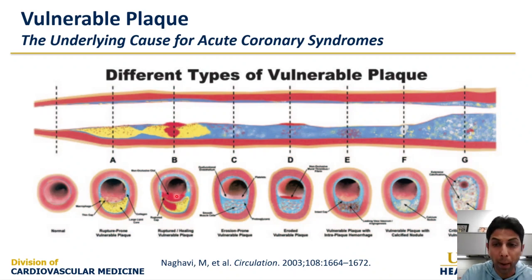So we also have a ruptured plaque with subocclusive thrombus and early organization. That's shown in Figure B. Figure C shows an erosion-prone plaque with proteoglycan matrix, so that's extracellular matrix material, and a smooth muscle cell-rich plaque. And then we can have an eroded plaque with subocclusive thrombus. Moving on, we can have intraplaque hemorrhage secondary to leaking vasa vasorum.